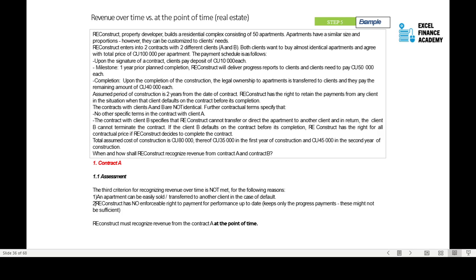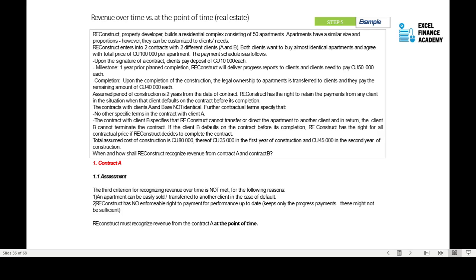So the question is how we are going to recognize the revenue. The cost of construction is 80,000, meaning 35,000 in the first year and 45,000 in the second year. So 35 divided by 80 in the first year, and the rest is second year.